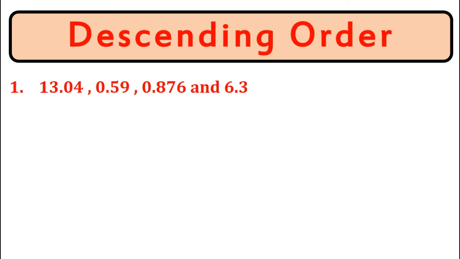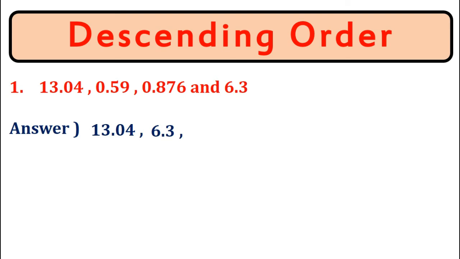The whole number part of 13.04 is 13. That of 0.59 and 0.876 is 0. And lastly, the whole number part of 6.3 is 6. Since we can clearly see that out of the four whole number parts, 13 is the greatest, our first number will be 13.04. Next, out of the whole number parts 0 and 6, since 6 is greatest, we write the next number as 6.3.